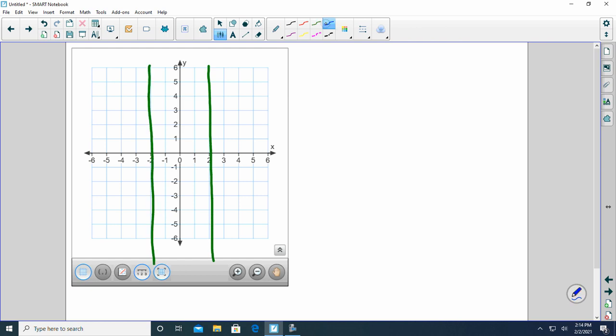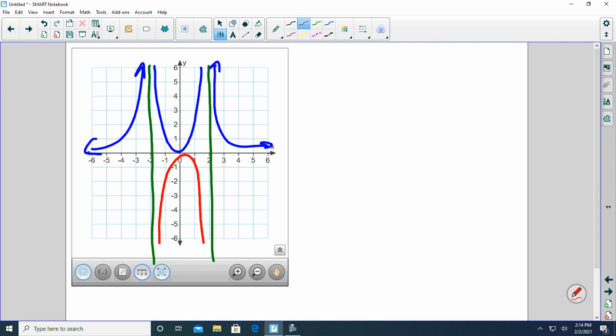What does my graph look like? Well, it could look like this. Inside, it could look like this, or it could look like this in some shape or form. So that talks about the vertical asymptotes. It's where the denominator is equal to 0.